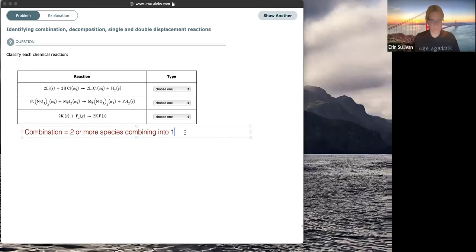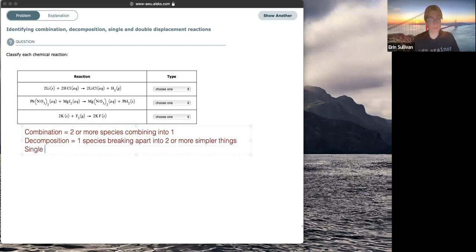Okay, decomposition is basically the opposite process, where it's one species breaking apart into two or more simpler things. So again, it can be breaking apart into elements or smaller compounds, that kind of thing.